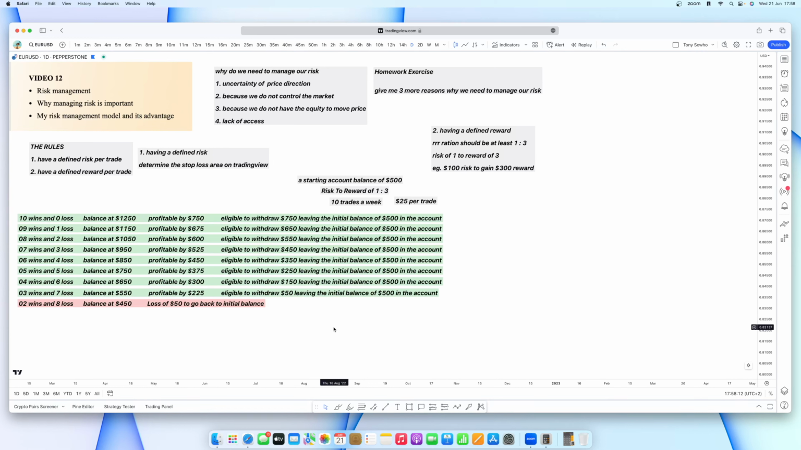Amazing, right? Amazing. Power of risk to reward. That's it. And you have to be consistent.